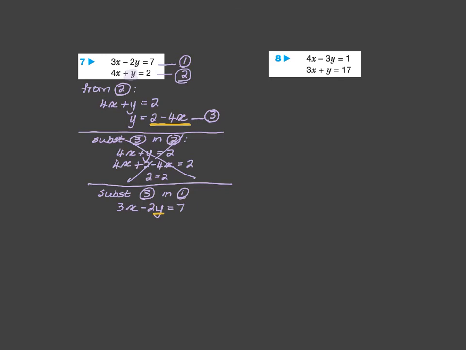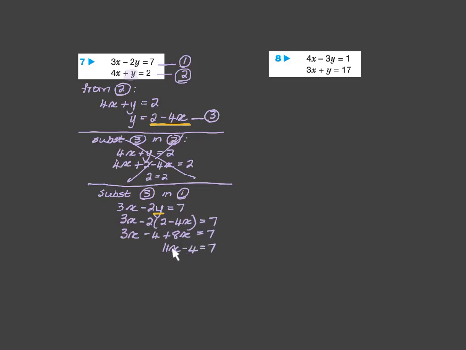On the left, I have 3x minus 2, and then I do the substitution: 2 minus 4x, is equal to 7. 3x, use the distributive property, minus 4 plus 8x is equal to 7. Add your like terms. 3x plus 8x is 11x, minus 4 is equal to 7.